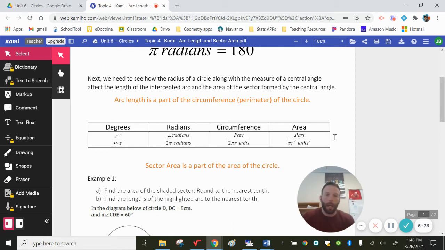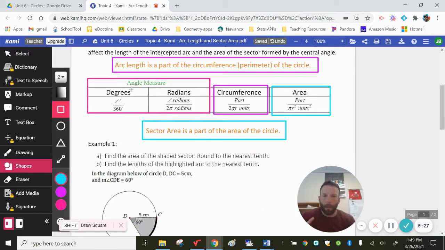Okay, so what it's going to look like is like this here. Both of these that I put in this pink box right here, this is the angle measure. So the angle can be measured in degrees as the measure of the central angle out of a whole 360 degrees, or the measure of the angle in radians out of the whole 2 pi radians. Because remember, 360 degrees is equal to 2 pi radians.